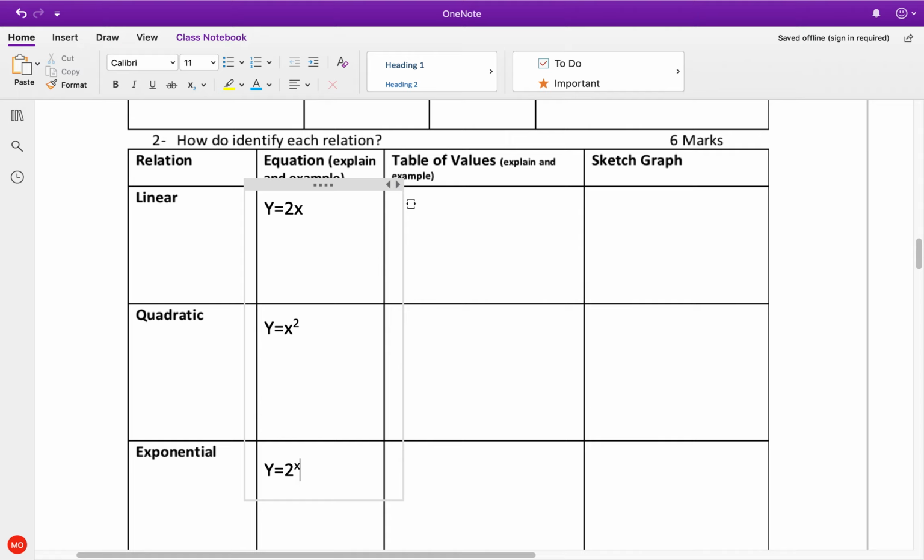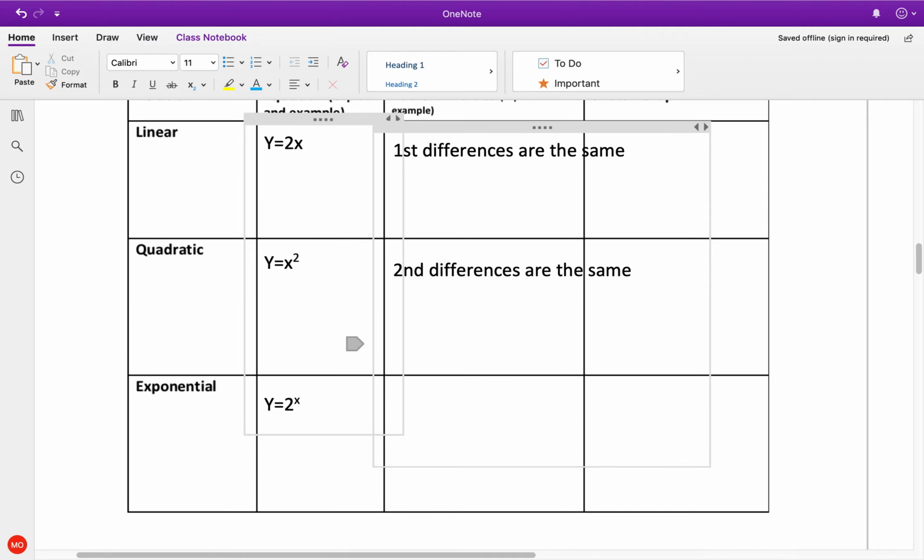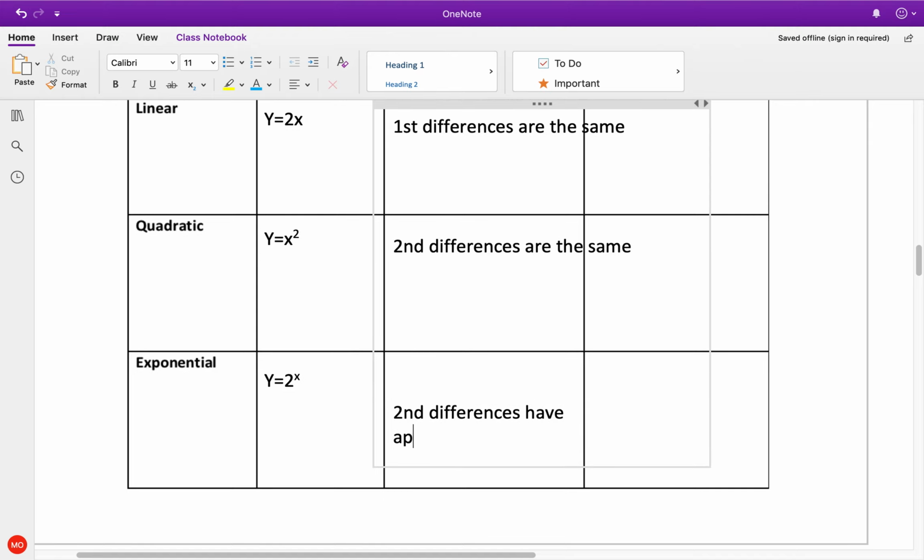And what do we know about the table of values? Table of values for this one, first differences are the same. This one here is not first, but second differences. And lastly, this one, second differences have a pattern.